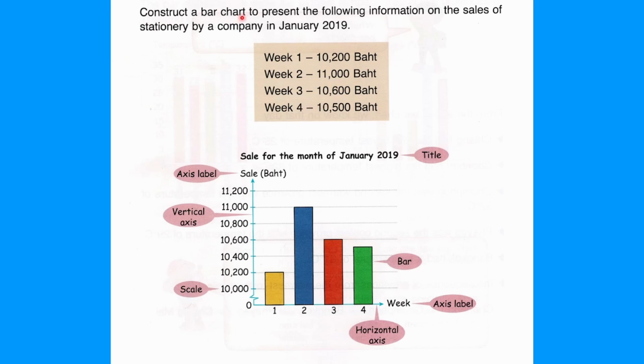Construct a bar chart to present the following information on the sales of stationery by a company in January 2019. Week 1, 10,200 baht. Week 2, 11,000 baht. Week 3, 10,600 baht. Week 4, 10,500 baht.